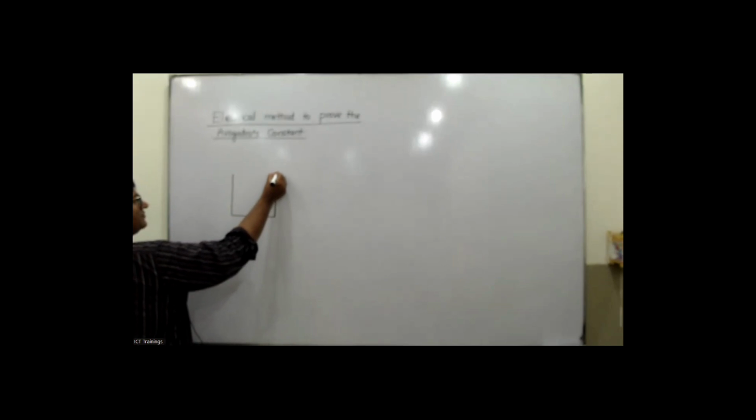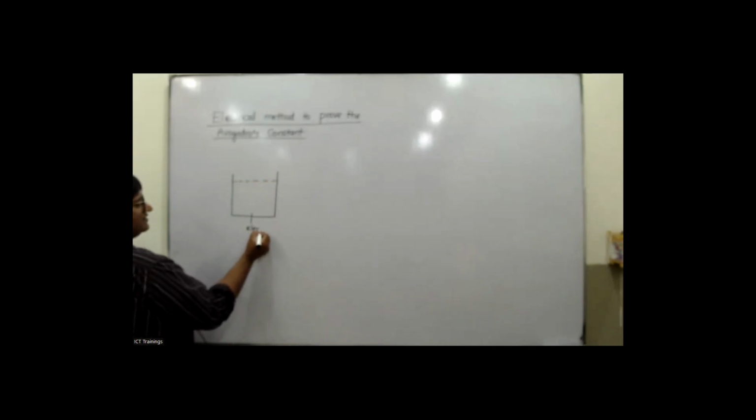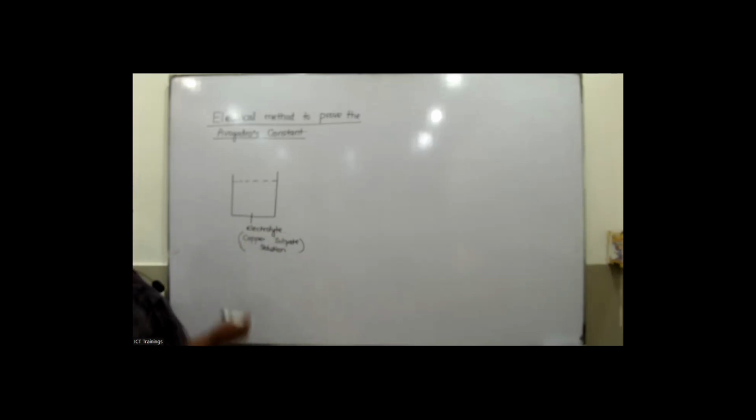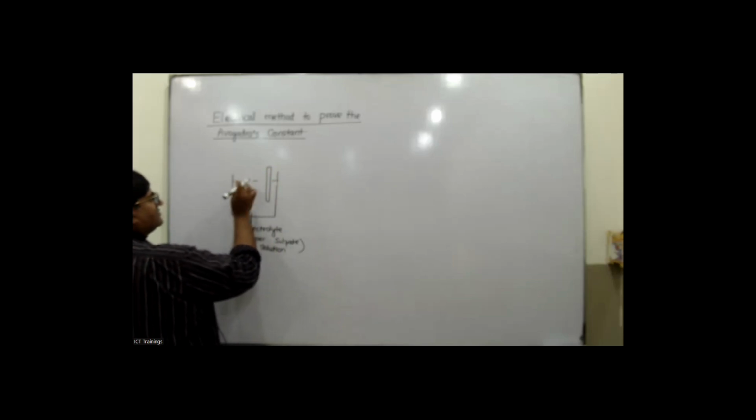This is a beaker. Okay. So in this beaker, you have to take an electrolyte. The liquid present in it is called the electrolyte. The electrolyte used here is copper sulfate solution. So copper sulfate solution is the name of the electrolyte, and this electrolyte has two rods inside it, like that.